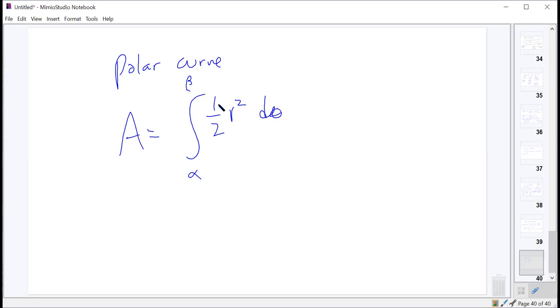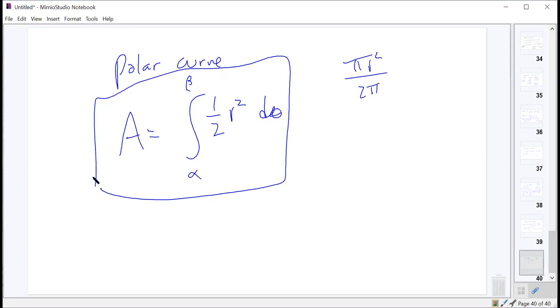Does that make sense to everybody? That's how we got that, right? Pi r squared divided by the fraction of the circle that we're looking at. Okay. That's our 1/2 r squared d theta. So that's your area of the polar curve. What did I say? I said we needed to go back real quick. Everybody's good with the polar curve area. Just don't forget the formula, right? Don't forget the formula.